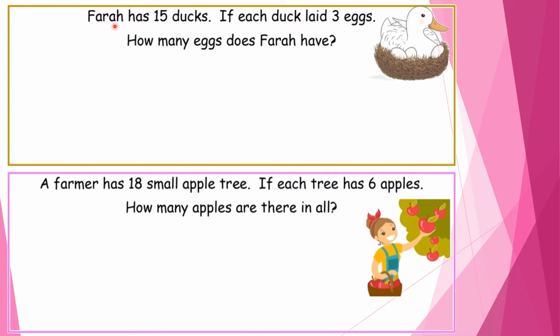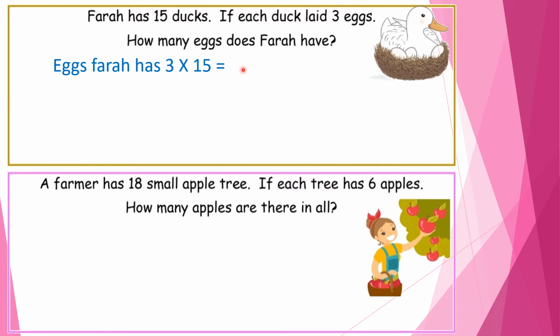I have here another problem. Farha has 15 ducks. If each duck laid 3 eggs, how many eggs did Farha have? So I have 15 ducks. Each duck lays 3 eggs. So I will multiply them to find the number of eggs.